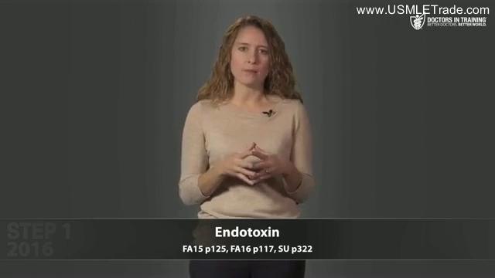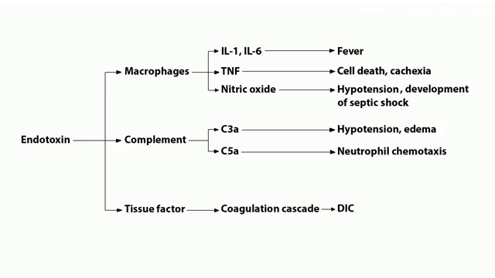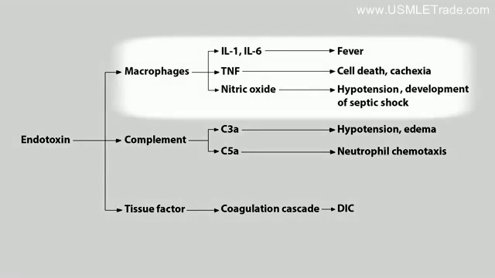Let's talk about how this happens. Endotoxin can activate macrophages, which in turn produce cytokines including interleukin-1, interleukin-6, and TNF-alpha. Interleukin-1 and interleukin-6 and TNF all mediate fever, but TNF can also cause cell death and cachexia. Now, another substance released from macrophages in response to endotoxin is nitric oxide. Nitric oxide causes vasodilatation, which can result in hypotension and development of septic shock.